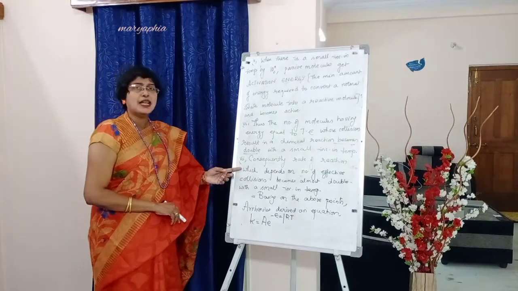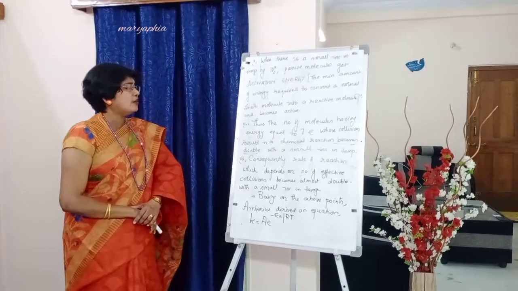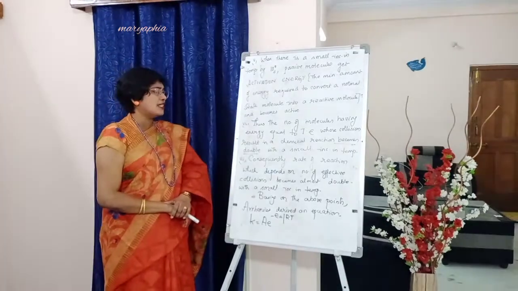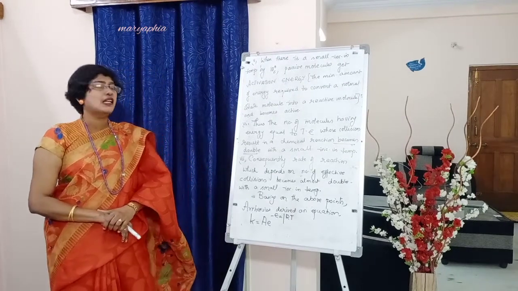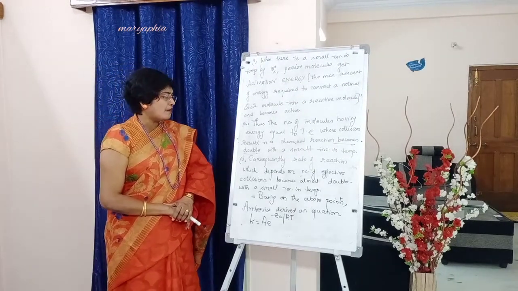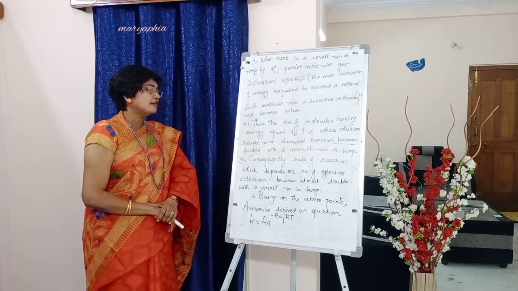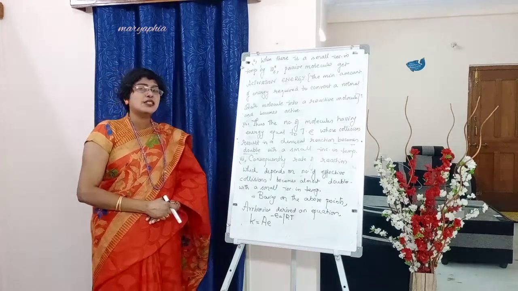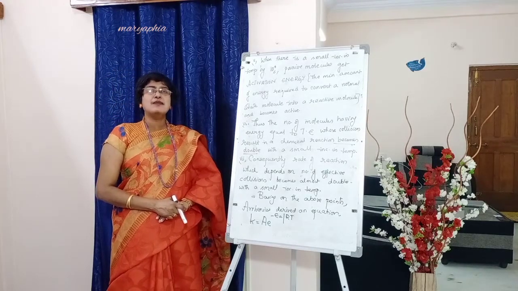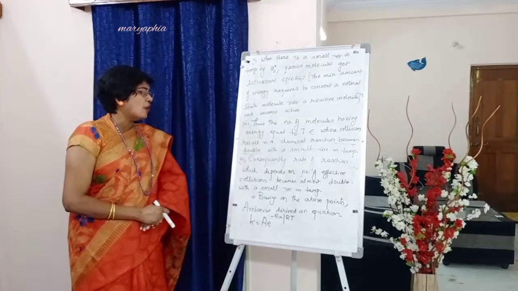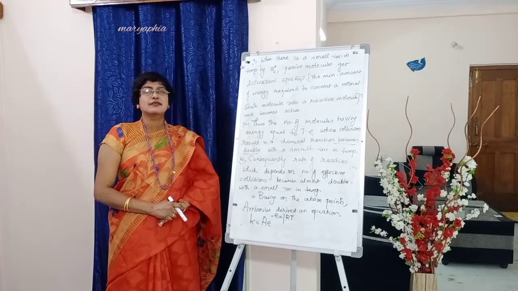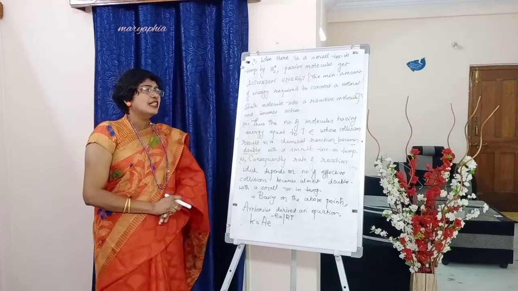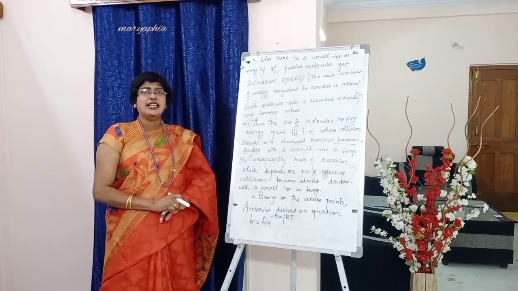Okay. So next, point number 7, students. Consequently, the rate of reaction, which depends on the number of effective collisions, becomes almost double with a small increase in temperature. Full stop. Okay, students. These are the points given by Arrhenius theory.